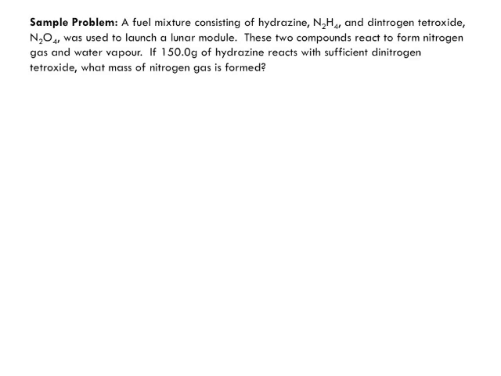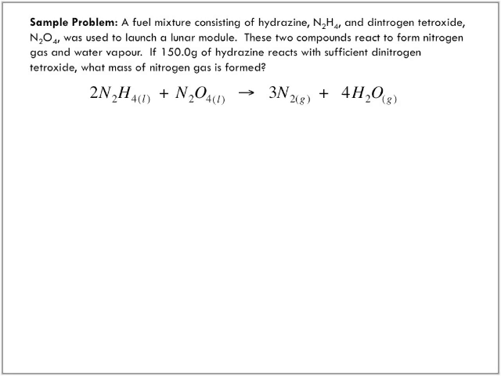So, first things first, start off with our equation. So here is our formula. Okay, the formulas and the actual equation are balanced. So, what do we have? Well, we look at the information. We've got 150.0 grams of hydrazine. We want to find what mass of nitrogen gas. So that's our X. So X grams that are actually formed when these are combined.